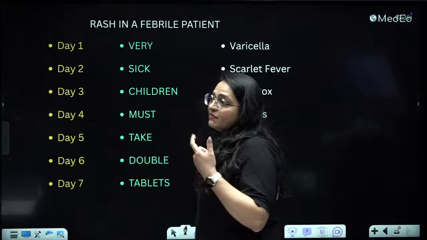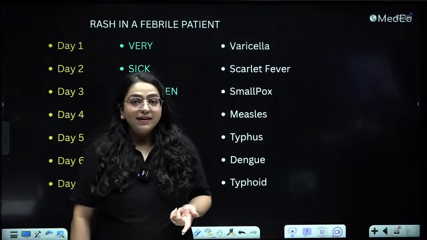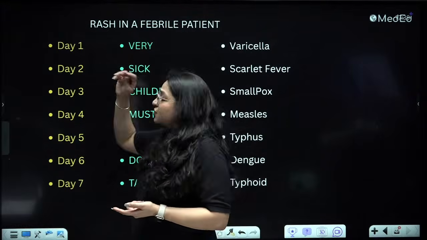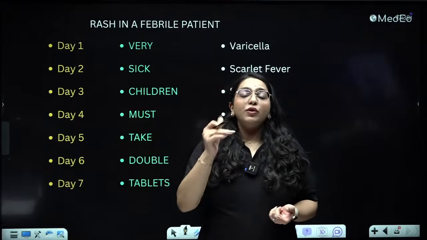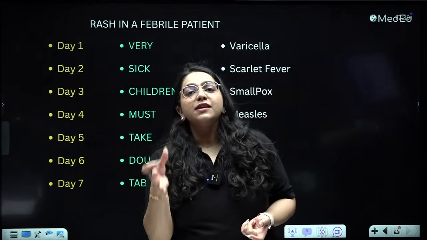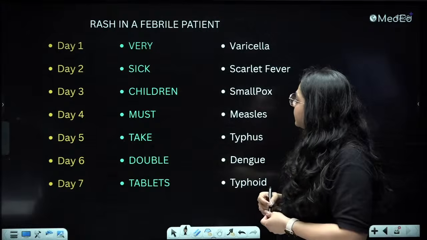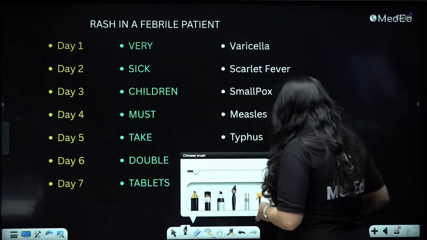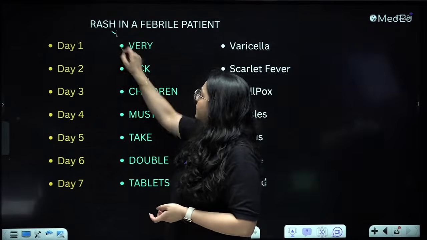This is another very famous mnemonic which you must have read in pediatrics, that every time you have a rash in a febrile patient, depending upon the day of fever and the illness, you have to think about certain diseases. So the mnemonic is: very sick children must take double tablets.